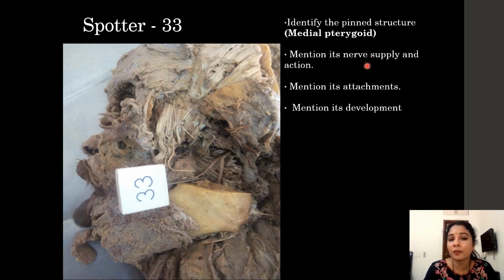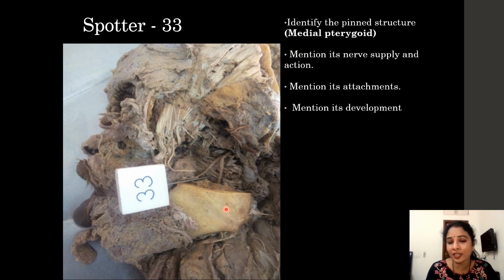Its nerve supply: it is supplied by the nerve to medial pterygoid, which arises again from the mandibular nerve. As for its attachments, it gains its origin by two heads. One head gets origin from the maxilla, that is the tuberosity of the maxilla, and the other head gets origin from the lateral pterygoid plate. We have to say the medial surface of the lateral pterygoid plate, that is the origin.